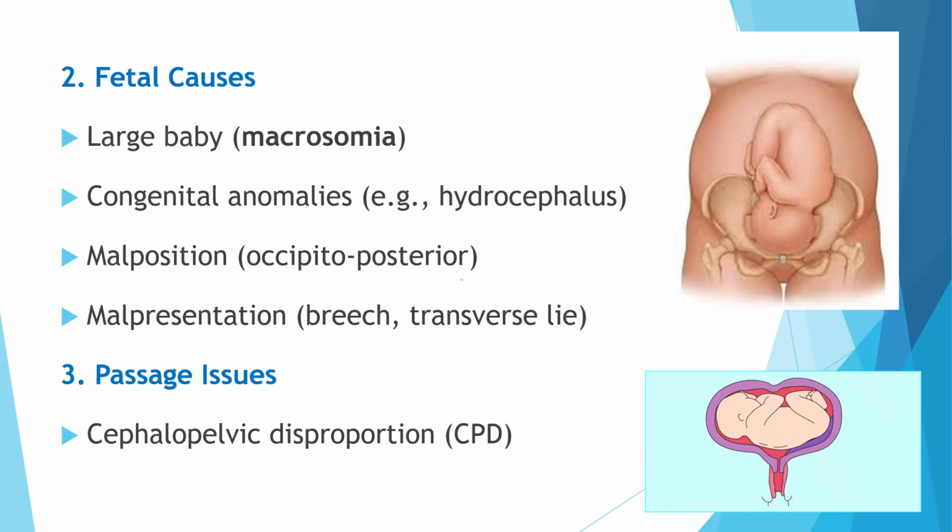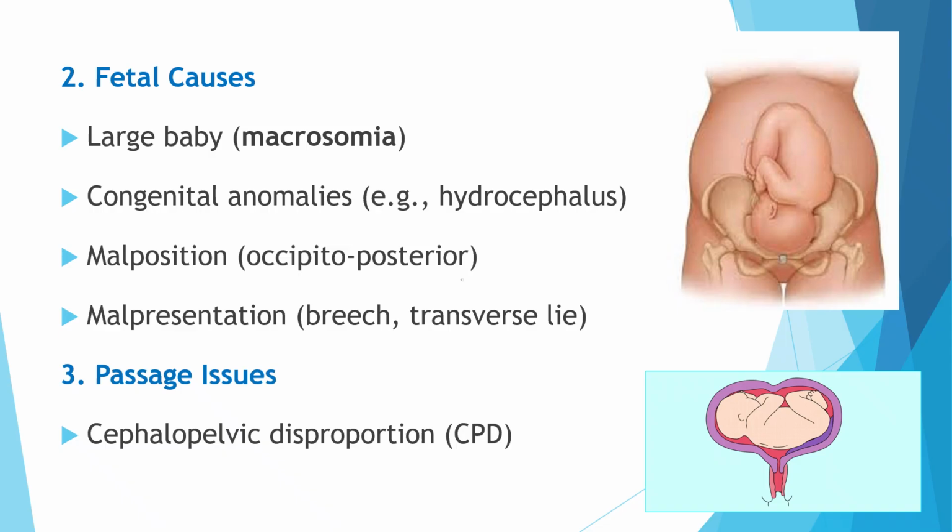Now, let's look at fetal causes and passage issues. Fetal causes mean the problem is from the baby's side. Sometimes the baby is too big, which we call macrosomia, so it becomes difficult to pass through the birth canal. In some cases, the baby may have abnormalities like hydrocephalus, where the head is enlarged, making delivery difficult. Also, if the baby is not in the correct position, like facing upwards instead of down, occipito-posterior, or if the baby is in the wrong presentation like breech or transverse lie, it can block normal delivery.